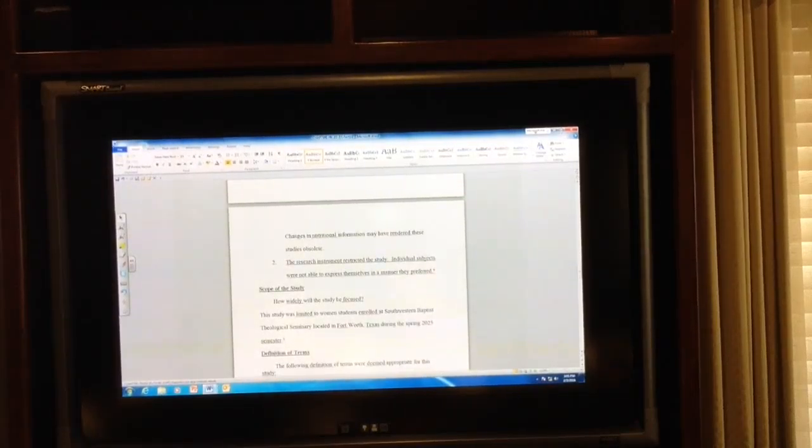The definition of terms, in essence, is a little glossary that identifies terminology related to your study so that everyone reading the study knows exactly what you mean by key terms in the study. And so we will start our definition of terms section with the statement, the following definition of terms was deemed appropriate for this study.